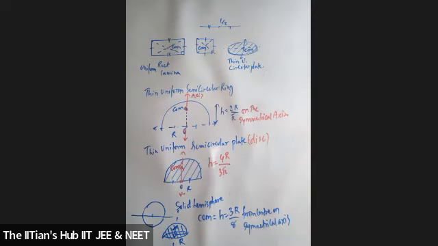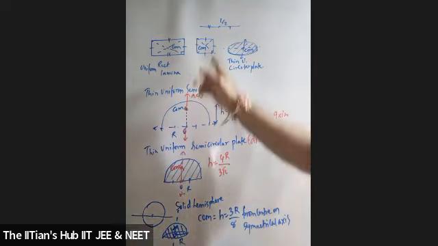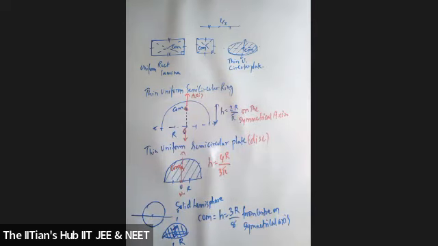For a thin uniform semicircular plate, 4r by 3 pi. For a semicircular ring, 2r by pi. For a thin uniform circular plate, geometrical center. Square plate, point of intersection of diagonal. Rectangular plate, point of intersection of the diagonal we consider. If I happen to go for a thin uniform rod, it's at a distance of L by 2.